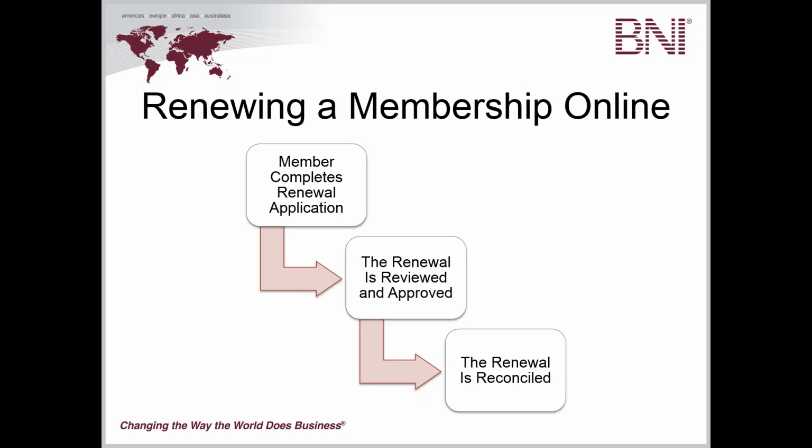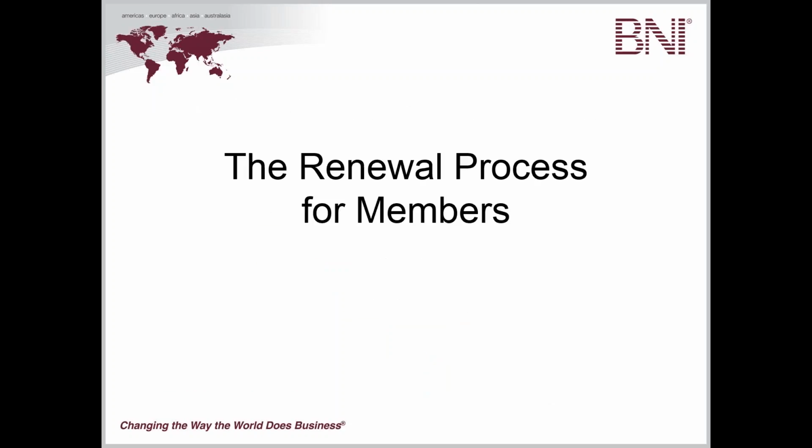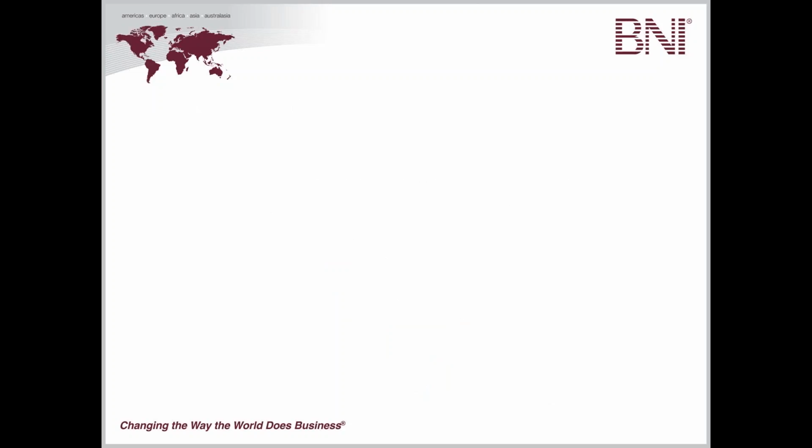What we're going to do is look at this through the eyes of all three different parts of this process: the member, the leadership team, and the regional office. So this is what it looks like for members. There's actually a number of different ways. We try to make it as easy as possible for members to start their renewal application.